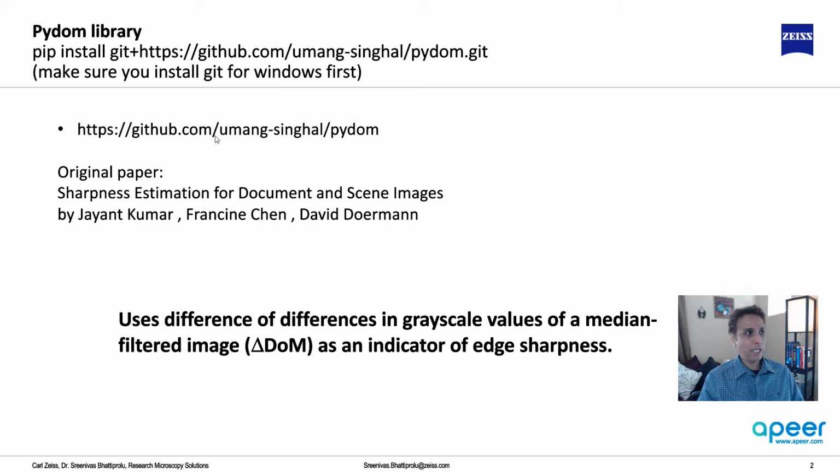But let's go ahead and look at the original paper. The title is Sharpness Estimation for Document and Scene Images. And again, I'll leave the link to the original paper as part of the description of this video. But the key essence of this is it uses the difference of differences in grayscale values of a median filtered image. So first, the image would be median filtered, and then they look at the differences in grayscale values, and they look at the difference of those differences. Okay, it's a second order as an indicator of edge sharpness.